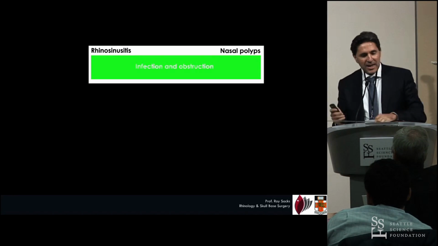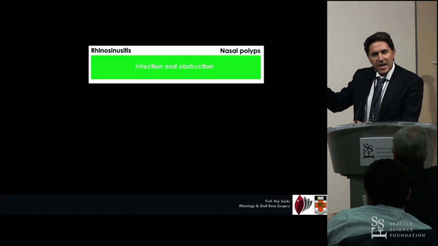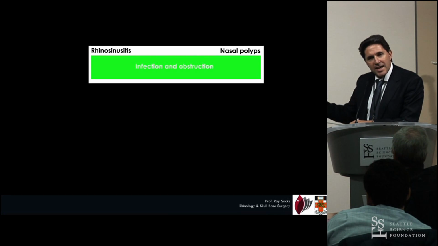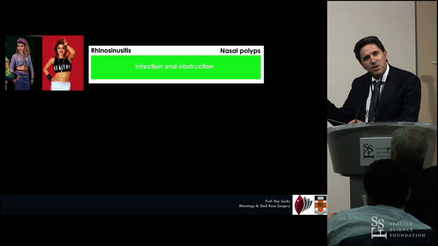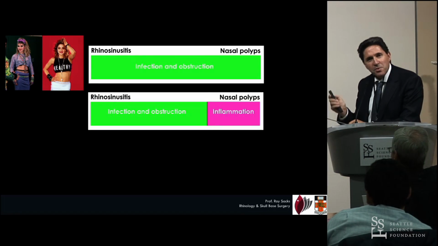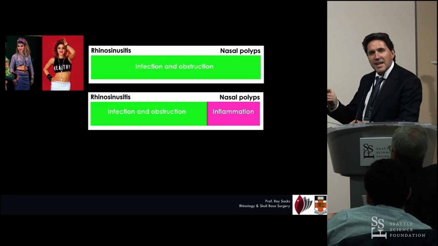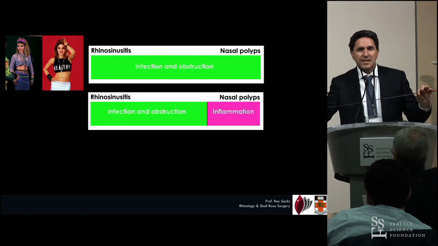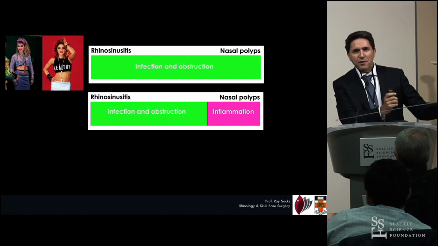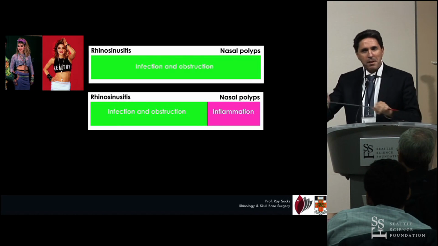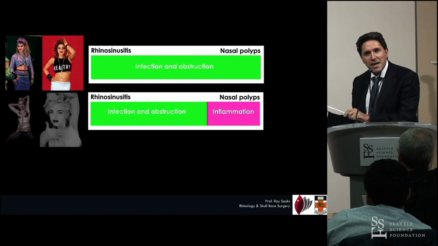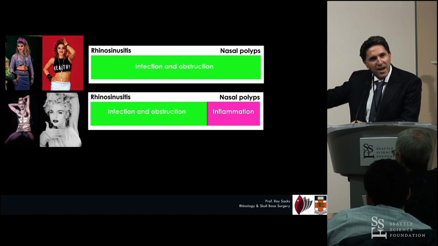So I love this slide. This was a slide showing our understanding of CRS in the 80s, where everything was all about infection and obstruction, and it was really quite a simplistic way of looking at it. And if you believe that, you probably think that Madonna still looks like this. But as we got into the 90s, we suddenly discovered that polyps was a unique, different inflammatory condition, different from all the other aspects of CRS. And CRS was mainly infection and obstruction, but polyps were inflammation. And if you believe that, you probably think that Madonna looks more like this.